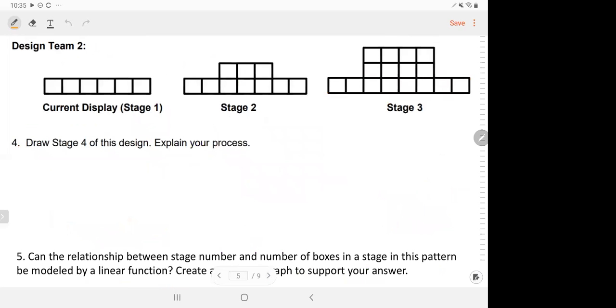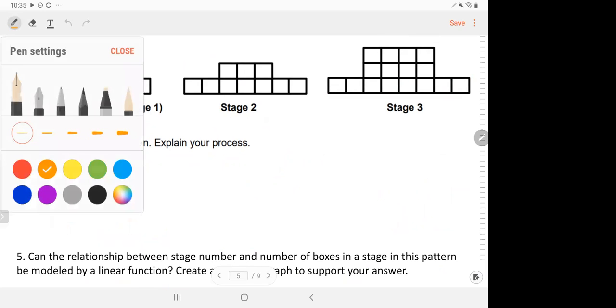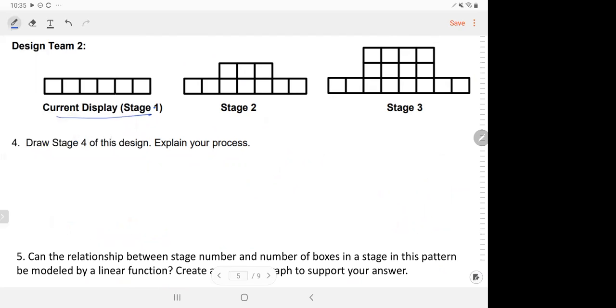So next question here is just design team 2. So the current display stage is those 6 boxes right here. And then for stage 2, I have my 1, 2, 3, 4, 5, 6. Oh, but then I add 1 here and I add 3 here. Okay, so for stage 3, let's see, I have 1, 2, 3, 4, 5, 6. But then I added another one because I added 1 to stage 2. So I added another 1 here. And then I also added 4 here.